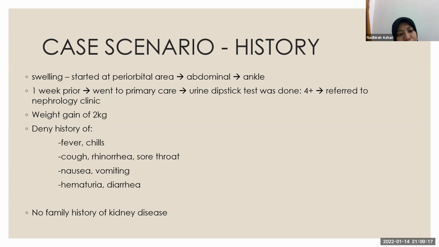Otherwise, she also has a history of weight gain of 2 kilograms, and the parents deny history of fever, chills, upper respiratory tract infection, nausea, vomiting, hematuria, and also diarrhea. She also has no history of kidney disease.